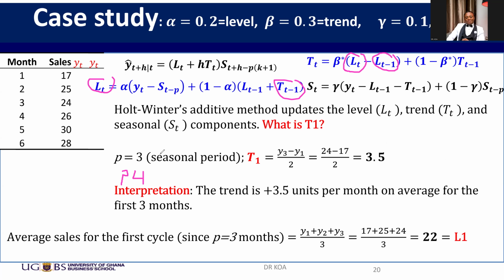Would have taken the average of that, and that would represent our T1. Okay. For the level, you take the average of all of them. So if the first cycle was 6, you'd have taken the average of all the 6. In this case, the first cycle was 3. So our level will be the average of the first 3. And in this case, it's 22. And that makes up the level. So that is how you get the L1 as well as the T1. You don't get the F1 because we are not going to calculate the forecast for that. Not at all. However, let's move on to the next.